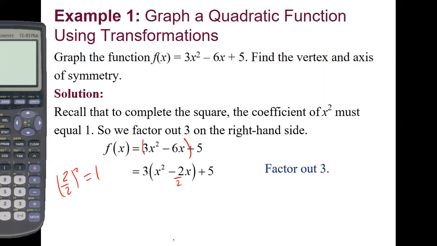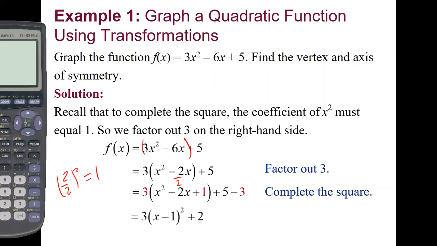Agreed? So I'm going to add 1 to the inside. So adding 1 to the inside actually means that I added 3 because it will be 3 times 1. In order for this equation not to be changed, if I add 3, in order to keep it balanced, I'm going to have to subtract 3, which is why this says minus 3. And now, because of the perfect square, I can rewrite this as 3 times x minus 1 squared plus 2.